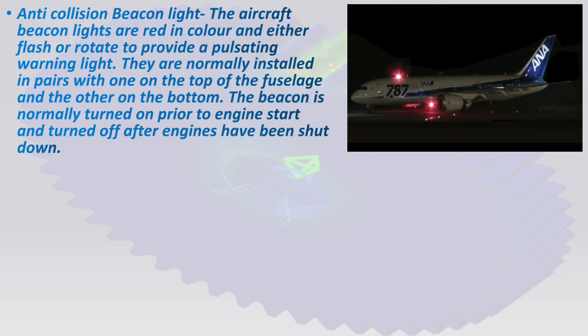Now you can see in this picture two red flashing lights, one on the top of the fuselage and the other at the bottom of the fuselage. Its main purpose is to draw attention of anyone within the area of the plane that this plane is moving, either pushed back or operated under its own power.